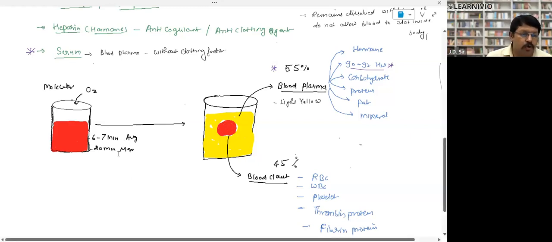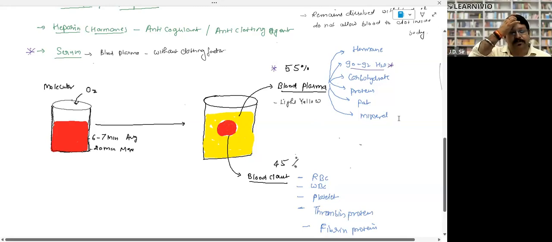Okay. So look, when clotting takes place, blood gets separated into two parts: a solid part, which is red color, clot-like, and blood plasma. Look, this solid part is made up of RBC, WBC, platelets, thrombin protein, fibrin protein. This is 45%. 55% is blood plasma. It is light yellow in color, made up of hormone, 90 to 92% water, carbohydrate, protein, fat, and mineral.